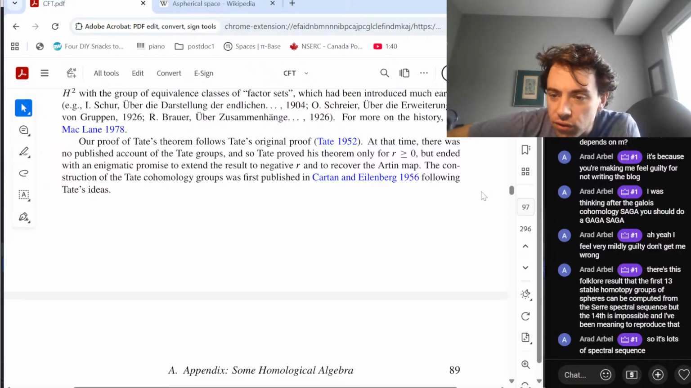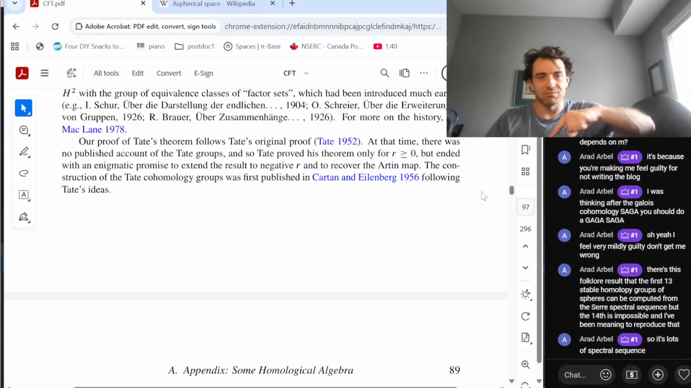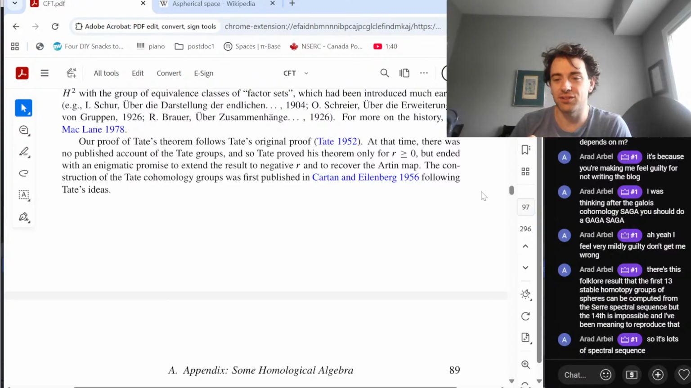There's this folklore result that the first 13 stable homotopy groups of spheres can be computed from the Serre spectral sequence, but the 14th is impossible. Wow, interesting. Huh. Yeah, I'm curious as to what goes wrong at 14. I'm guessing just some random algebra and number theory come together in a weird way that makes some calculation suddenly intractable.